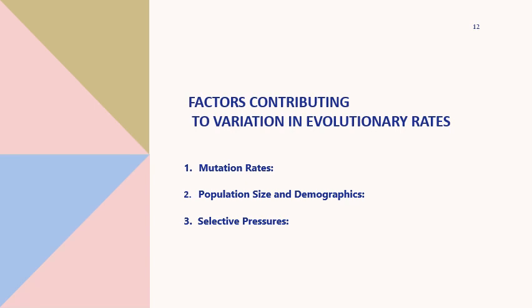Lastly, on this slide, we have selective pressures. The intensity and nature of selective pressures can vary across species and environments, leading to different rates of adaptation. For example, rapidly changing environments may exert strong selective pressures, driving faster evolution.